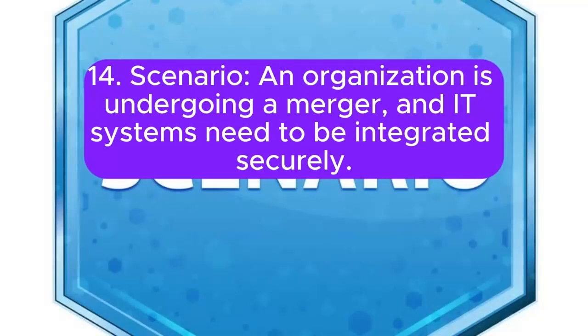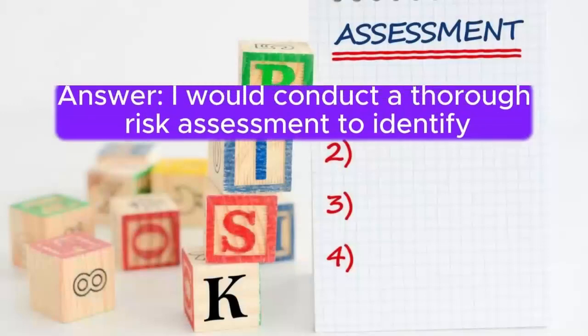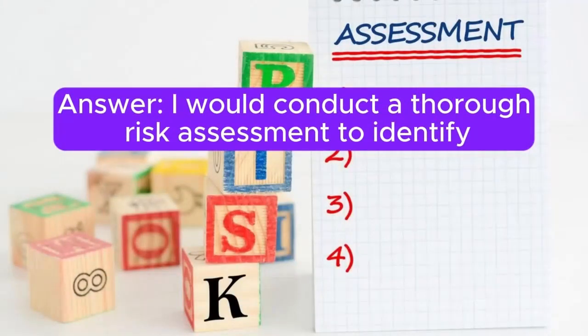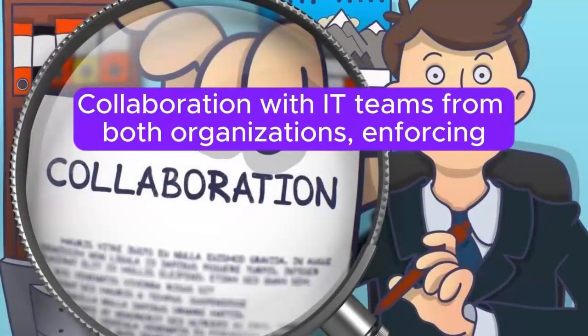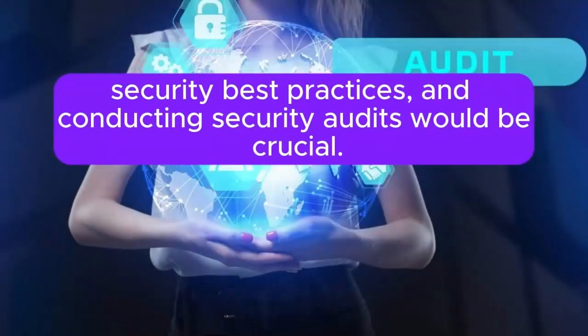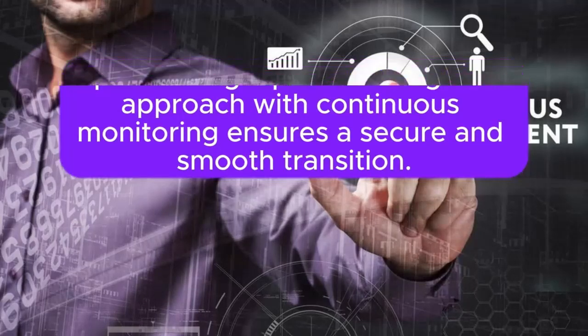14. Scenario: An organization is undergoing a merger, and IT systems need to be integrated securely. How would you approach the cybersecurity aspects of this integration? Answer: I would conduct a thorough risk assessment to identify potential security challenges and vulnerabilities during the integration. Collaboration with IT teams from both organizations, enforcing security best practices, and conducting security audits would be crucial. Implementing a phased integration approach with continuous monitoring ensures a secure and smooth transition.